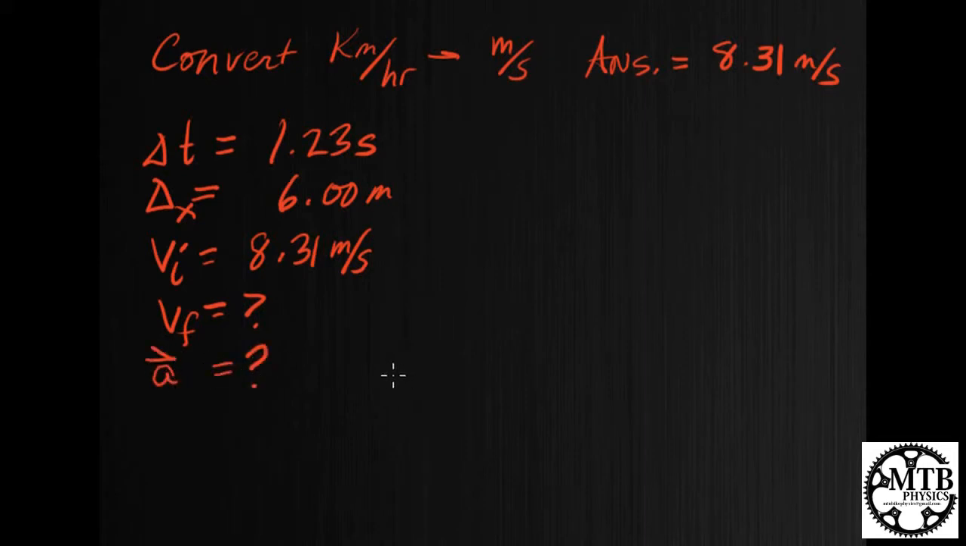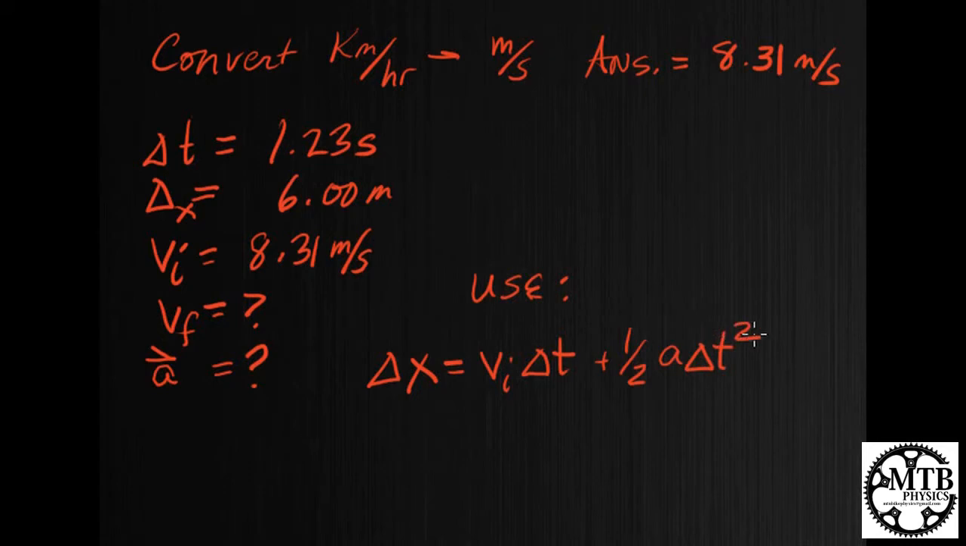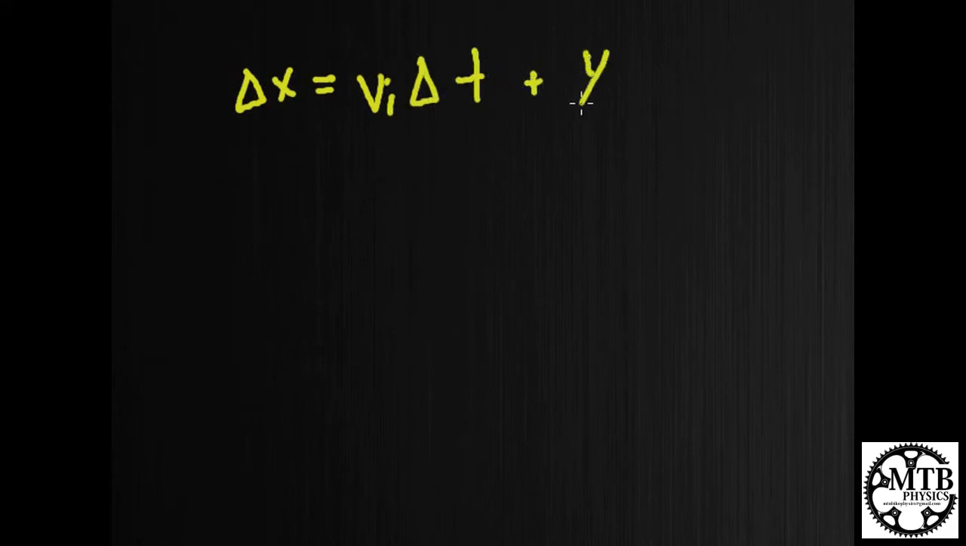We're going to solve for acceleration first since it happens first on the trail. We're going to use this equation. Delta x is equal to initial velocity times delta t plus 1/2 acceleration times delta t squared. We're going to go ahead and rearrange this equation to ultimately find acceleration. Could solve this problem many ways, but choose to do it this way.